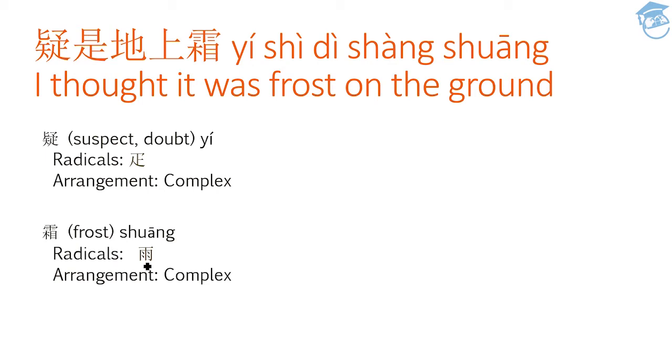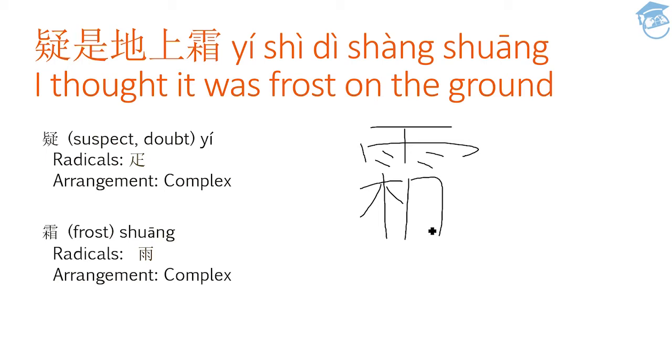What's on top there? The arrangement is complex because you have top and bottom components, while for the bottom components, it has left and right components. This is how to write 霜. 17 strokes for this word, 霜.